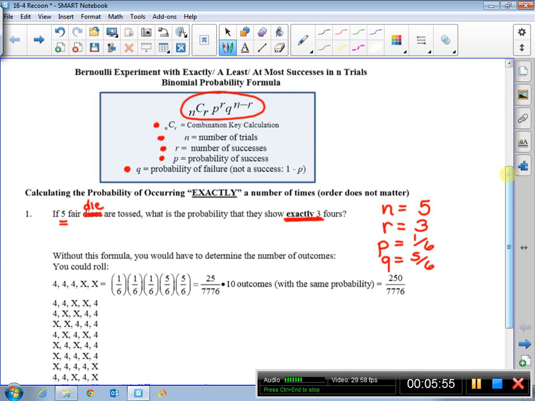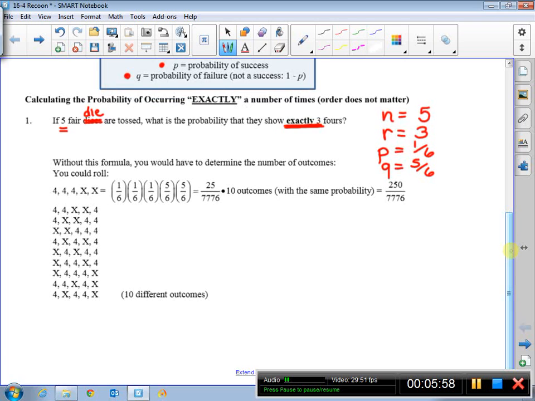But before we do that, all of this is showing you an example of how this could turn out. So if we rolled 5 times and we got 3 fours, here's a 4, here's a 4, and here's a 4, then the probability of getting that first 4 is 1 out of 6. The second 4, still 1 out of 6. They're independent. The third 4, still 1 out of 6.